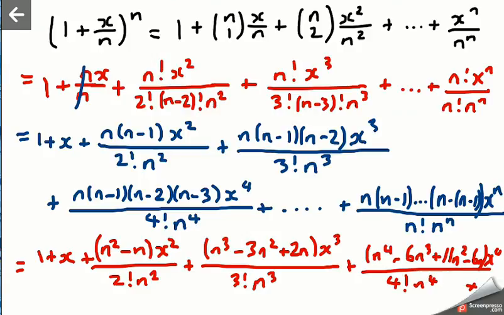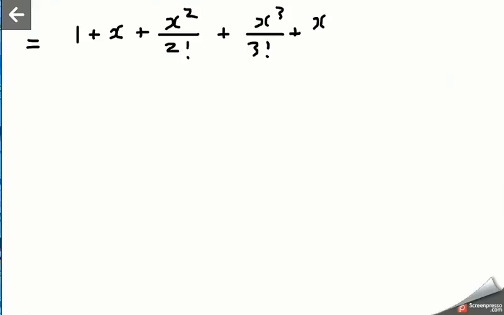I'm going to need a new board. So what we're going to have is actually 1 plus x squared divided by 2 factorial plus x cubed divided by 3 factorial plus x to the 4 divided by 4 factorial plus, and we keep going like this all the way up to x to the n divided by n factorial. Are we done yet? Absolutely not. There is more.